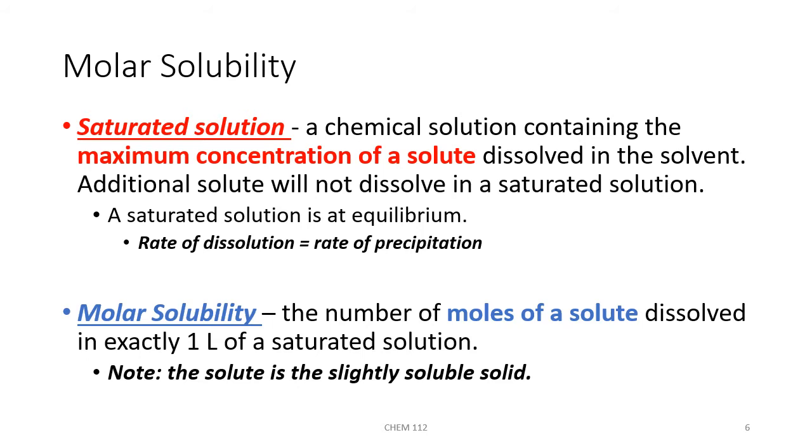A saturated solution is important because it's a solution that's at equilibrium, where the rate of dissolution of the salt is perfectly equal to the rate of precipitation of the ions coming back together and reforming the solid. When we talk about the molar solubility of a solution, it's the number of moles of solute dissolved in exactly 1 liter of a saturated solution. So there's that restriction on it that the solution is saturated when we're referring to the molar solubility. So moles of solute dissolved in 1 liter of a saturated solution.